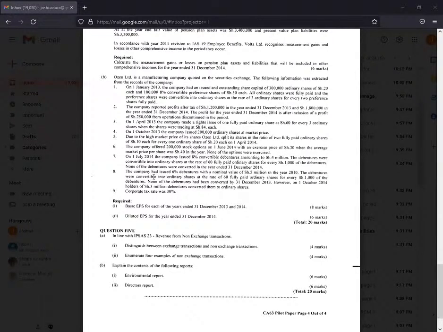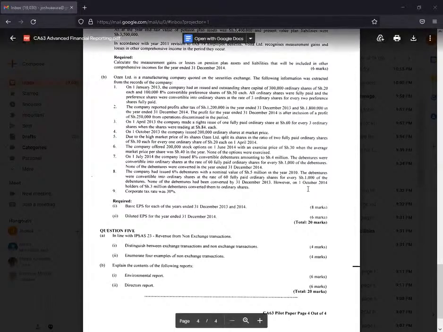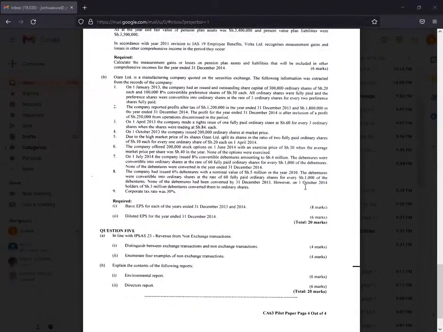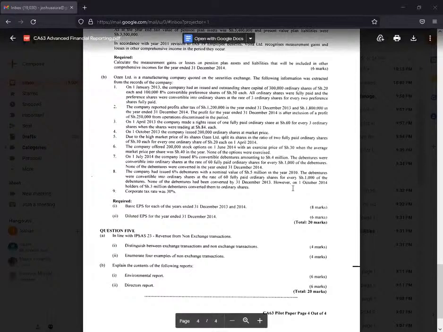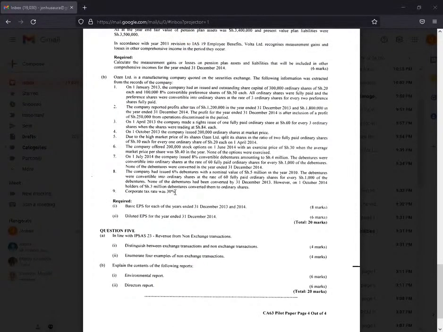We are told the company had issued 6% debentures with a nominal value of 5 million in the year 2014. The debentures were convertible into ordinary shares at the rate of 60 fully paid ordinary shares for every 1,000 of the debentures. None of the debentures had been converted by 31st December 2013. However, on 1st October 2014, holders of shillings 3 million debentures converted them into ordinary shares. So I have to be careful, because this will affect my one-offs, since some debentures were converted to ordinary shares. Corporate tax rate is 30%.